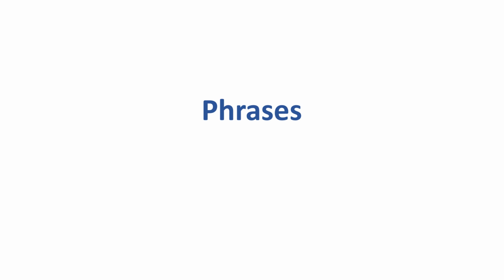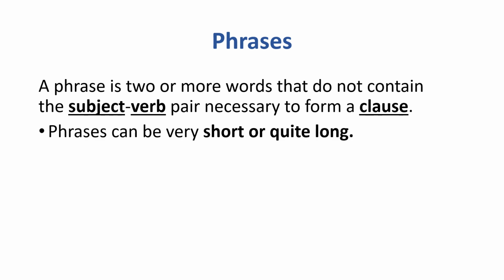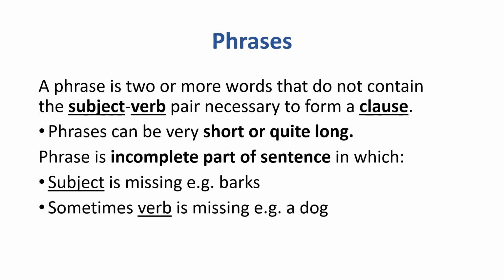So let's start. Basically, a phrase is two or more words that do not necessarily contain a subject-verb pair to form a clause. A phrase can be quite short or quite long, and a phrase is an incomplete part of a sentence in which the subject is missing. For example, barks. Sometimes the verb is missing. For example, a dog.